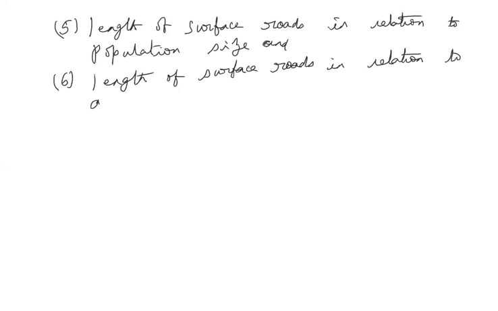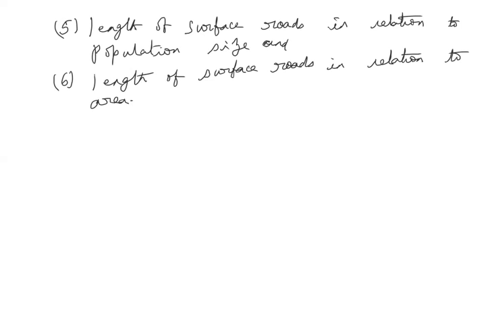So this is one of the basic infrastructural needs, the length of surface roads, for the development of industries in a particular area. So what is the length of surface roads compared to the population size and the area? If the population is more and the area is also bigger, then the length of surface roads should also be more. In relation to that, this is one of the basic requirements for the development of industries.